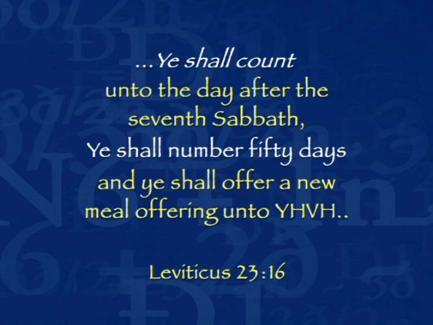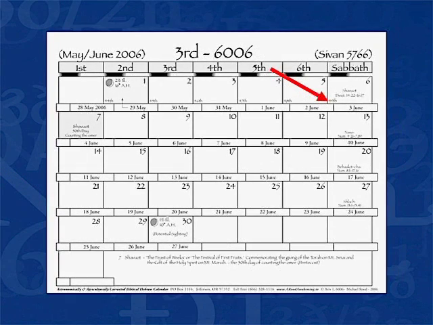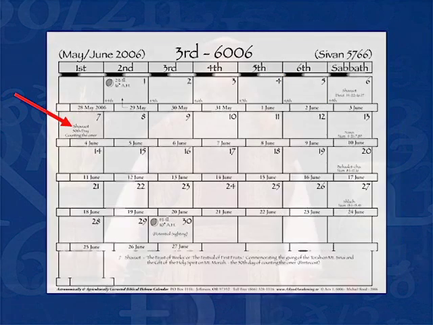And we offer a new meal offering unto Yahweh. And so from this day, we count 7 Sabbaths, and we come to the 49th day, or the 7th Sabbath. The following day is Shavuot. That is the Creator's reckoning of time, that every year he told us to do this.